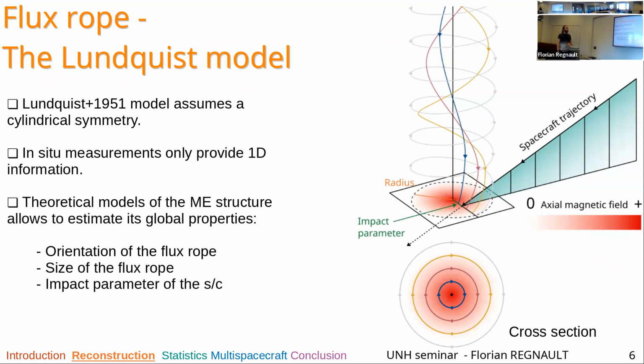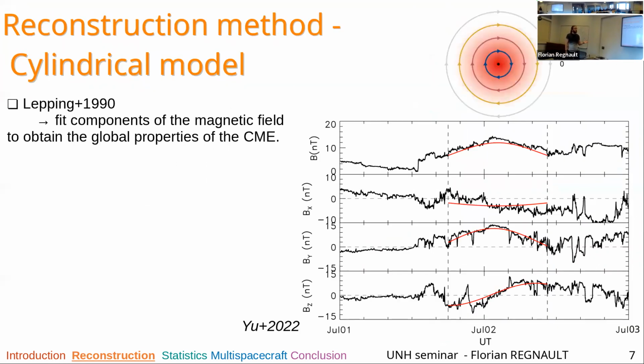So now I'm going to share an example of a fit that allowed us to get some global properties of the flux rope. We have here the magnetic field magnitude and its components. In black, that's data, and then in red, the fit. This has been done by Wenyu, who is a postdoc at UNH here.